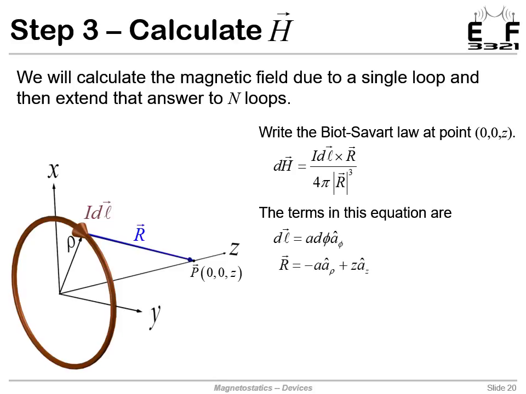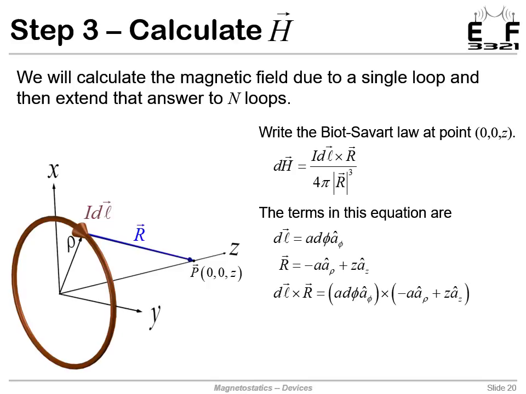What is r? Well, in terms of the rho direction, remember the radius is a. So from here to here, we have a negative a in the rho direction. And then in the z-axis, we're going from the origin out to our observation point. That's a length z, so it's just z in the z direction. That's our vector r connecting our differential current element to our observation point.